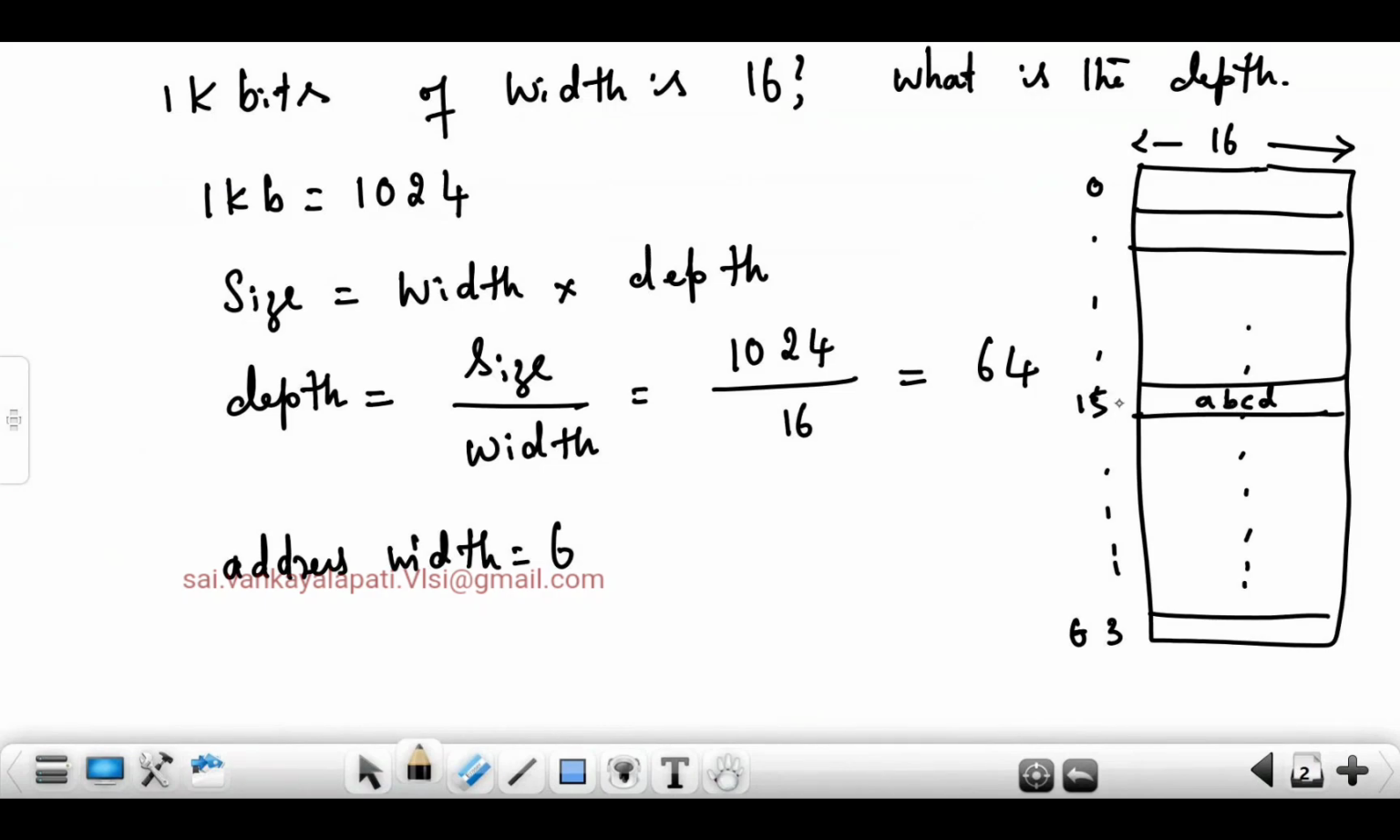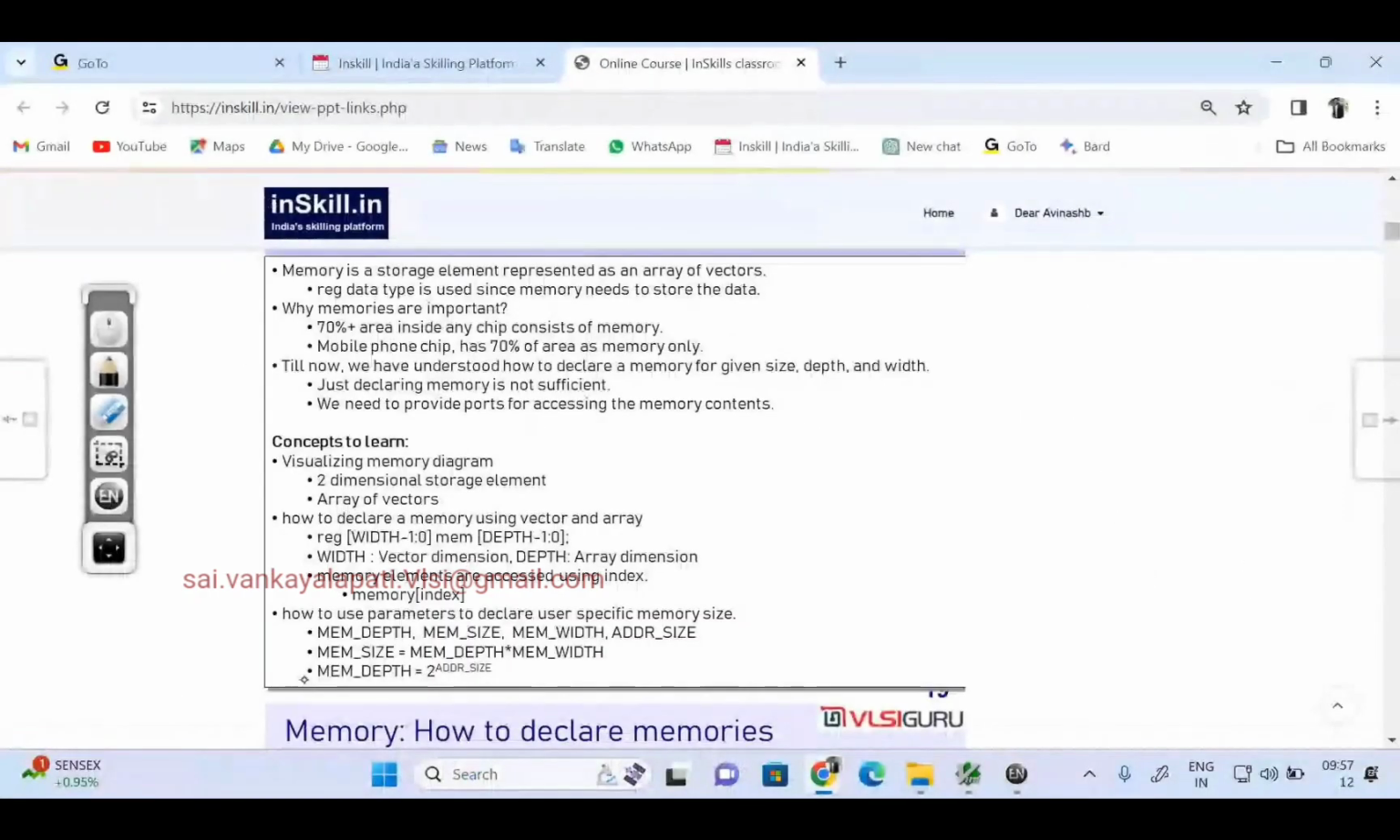Now this data is present in this address location. How do I access this memory? How do I access this data? I can give memory of, what is the index of this? Memory of 15. So I can access this data which is present in this location. You can understand, this is what I was first talking about. So memory elements are accessed using the memory index. Memory of 0 means 0 index value, memory of 1 means 1 index value, 2 means 2 index value, 3, and so on up to the depth of the memory.